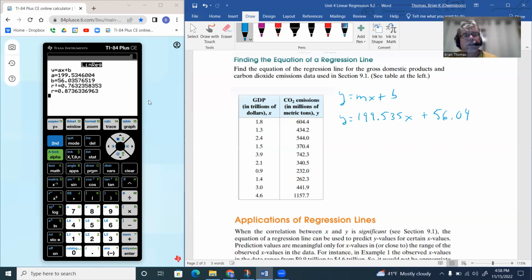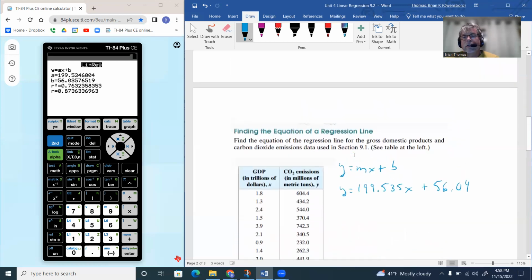So it's going to be what's called the line of best fit. Notice how the R value here is 0.873. That means that this line could be a good predictor as we move forward. So that's how we're going to create the line of best fit, is we're actually going to use technology to do that for us.